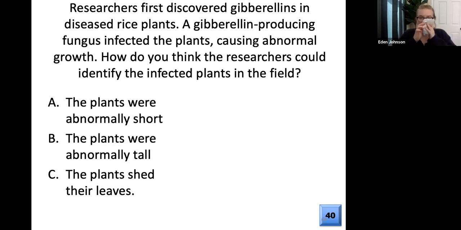gibberellin. Okay, so for gibberellin, you have the promotion of production of fruits. You also have stem elongation as one of the functions of gibberellin. So you have this longer stem, think of those grapes, the longer stem, more fruits when they were treated with gibberellin. So the plants were abnormally tall would be the answer here.